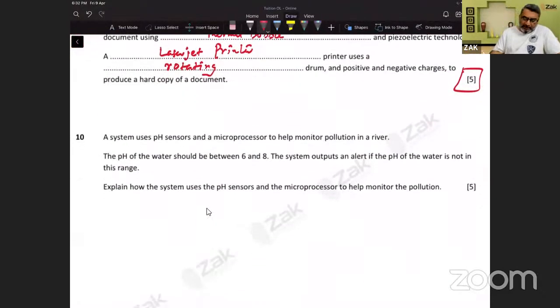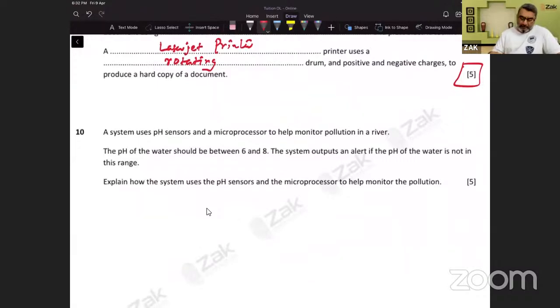A system uses pH sensors and microprocessor to help monitor pollution in the river. The pH of the water should be between 6 and 8. The system outputs an alert if the pH of the water is not in this range. Explain how the system uses pH.